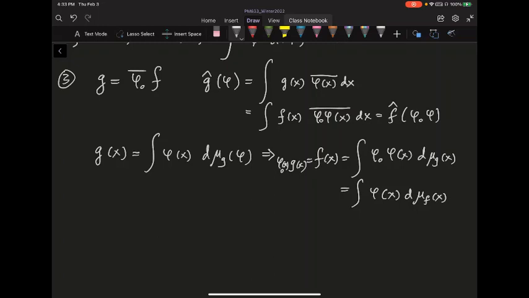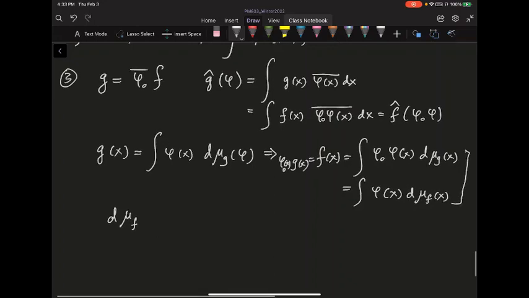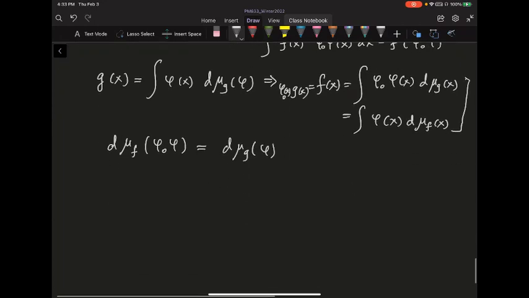So what you can show is basically a change of variable formula. If you want to translate something from μ_f to μ_g, then you pay a price of this φ₀. So in other words, one way of writing it is dμ_f: if I treat φ₀φ as a single variable, I can translate it by integrating against μ_g with just φ. So that's the formula. All right, but anyways, now let's try to prove this I we defined is actually left invariant.